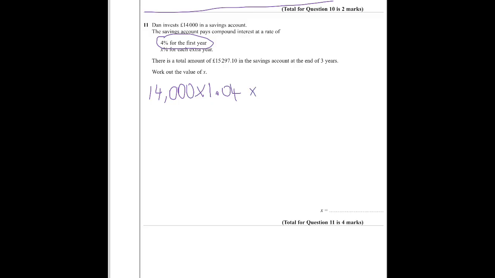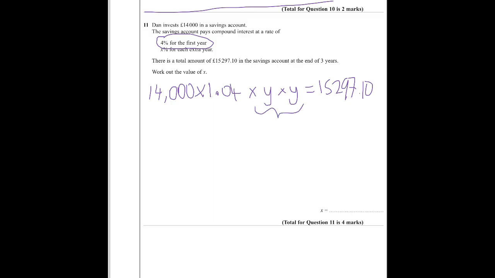Now, in the second and third year, I'm going to avoid using the letter X here. I'm going to just say Y. So we're multiplying by some number Y for the second year, and we're multiplying it by that same amount again for the third year. And as a result, at the end, we are left with £15,297.10.